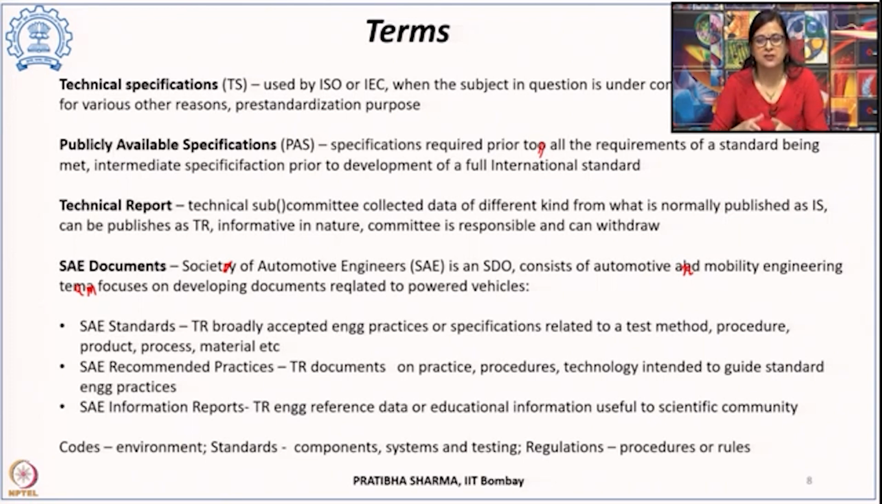Regulations are procedures or rules which need to be followed. Codes are basically about the environment, about the construction, about the product, and standards are usually to ensure the business. Standards are about the components, about the systems, about the testing protocols that need to be followed.